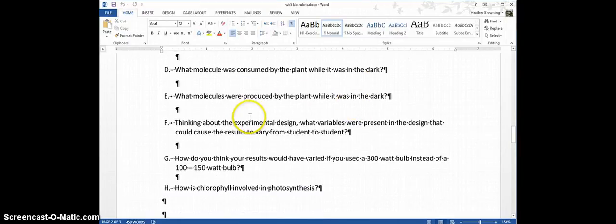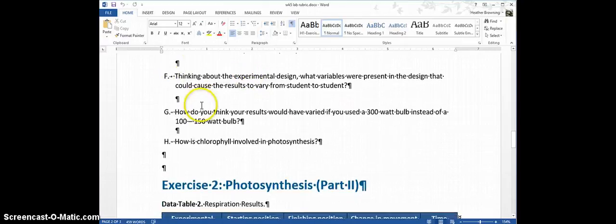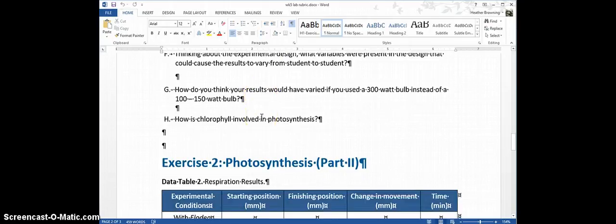Okay, so what was produced, thinking about the experimental design, what variables are present, and how could that cause different results from student to student. I always like to think of just what you think could change. What could be the changes, right? We're not going to all have identical results, so why would there be changes?